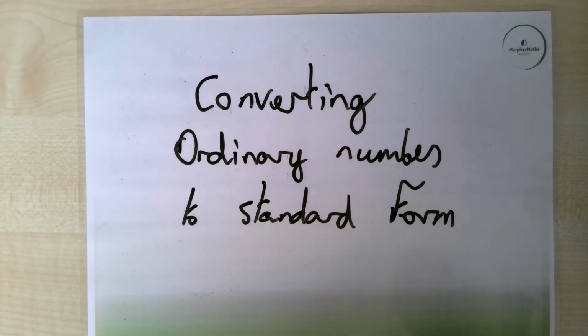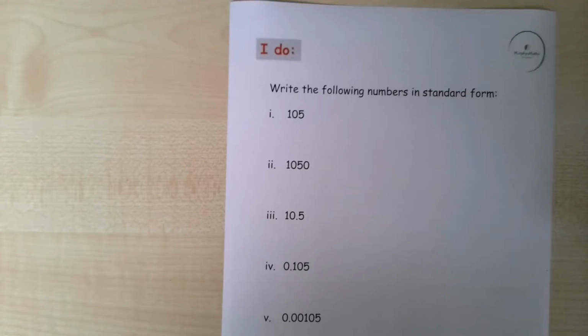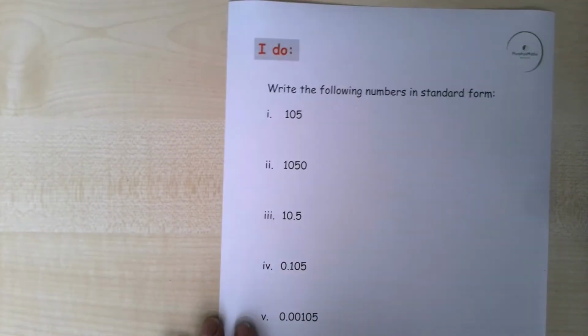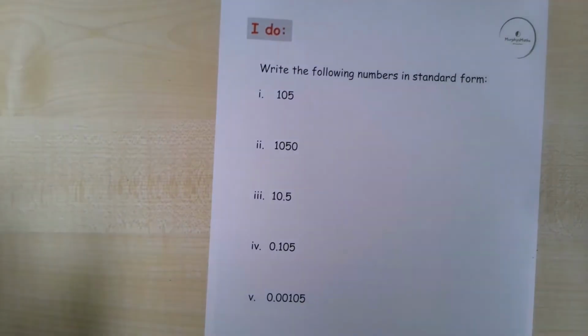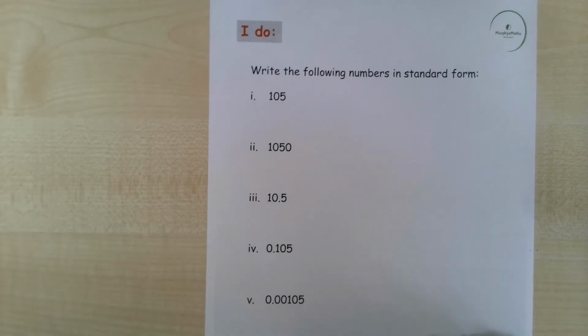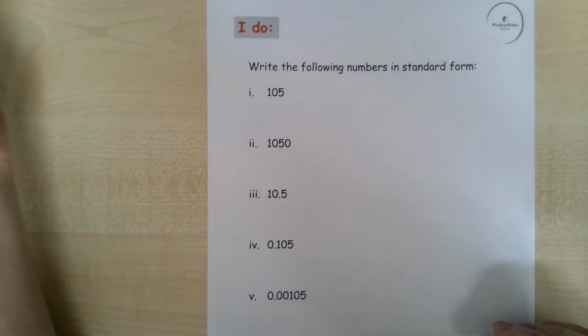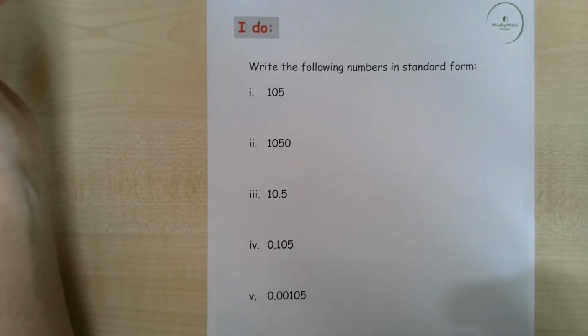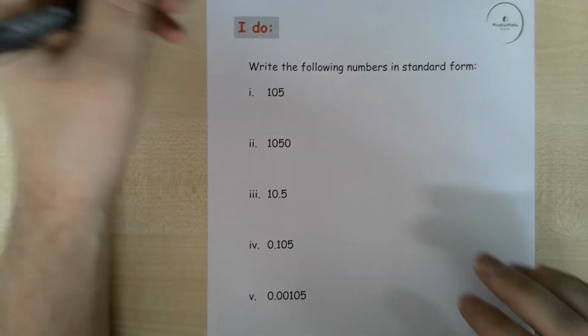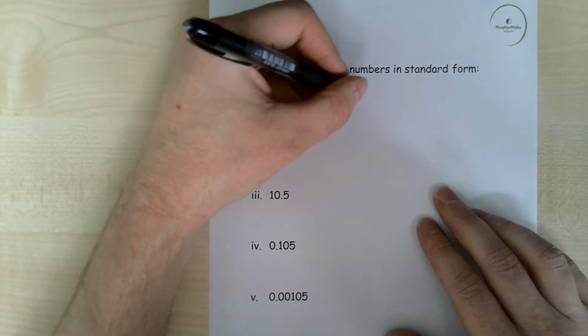In this video we're going to look at converting ordinary numbers into standard form. The first thing we need to realize with standard form is when we write the number in standard form, the first part of it needs to be a number between 1 and 10, and then it is always multiplied by 10 to some power. So let's take a look at some examples here.